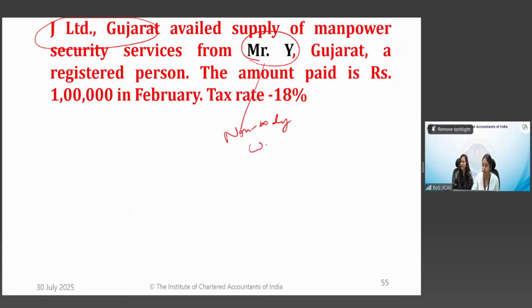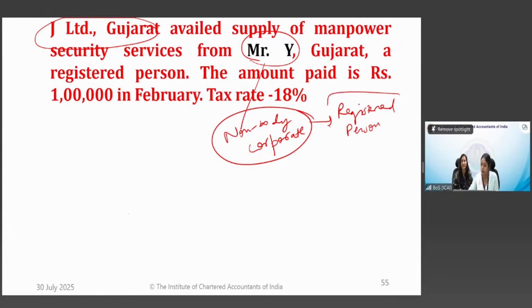Sometimes students make mistakes in examination pressure, in a hurry, and are not able to correctly segregate the inward supplies and outward supplies. See here, it is written J Limited Gujarat has availed. So J Limited is the recipient of the supply, one who has availed some services. And Mr. Y is the provider, a non-body corporate. If a non-body corporate is providing services to a registered person, then the reverse charge provisions will be applicable in case of security services.